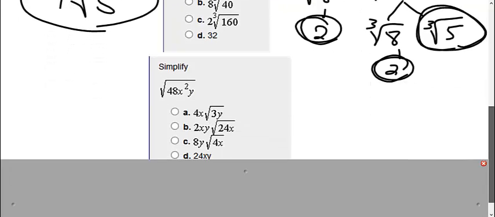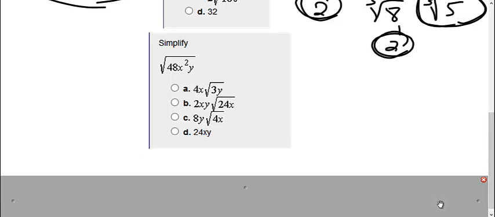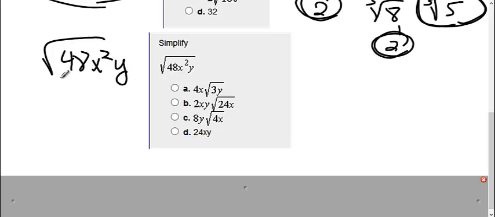And our last one here, we have the square root of 48x squared y. So the square root of 48x squared y. What we need to do is work with our 48. It's not a perfect square root, so we need to ask ourselves, what can we split the square root of 48 into? What times what gives us 48, where one of those is a perfect square?